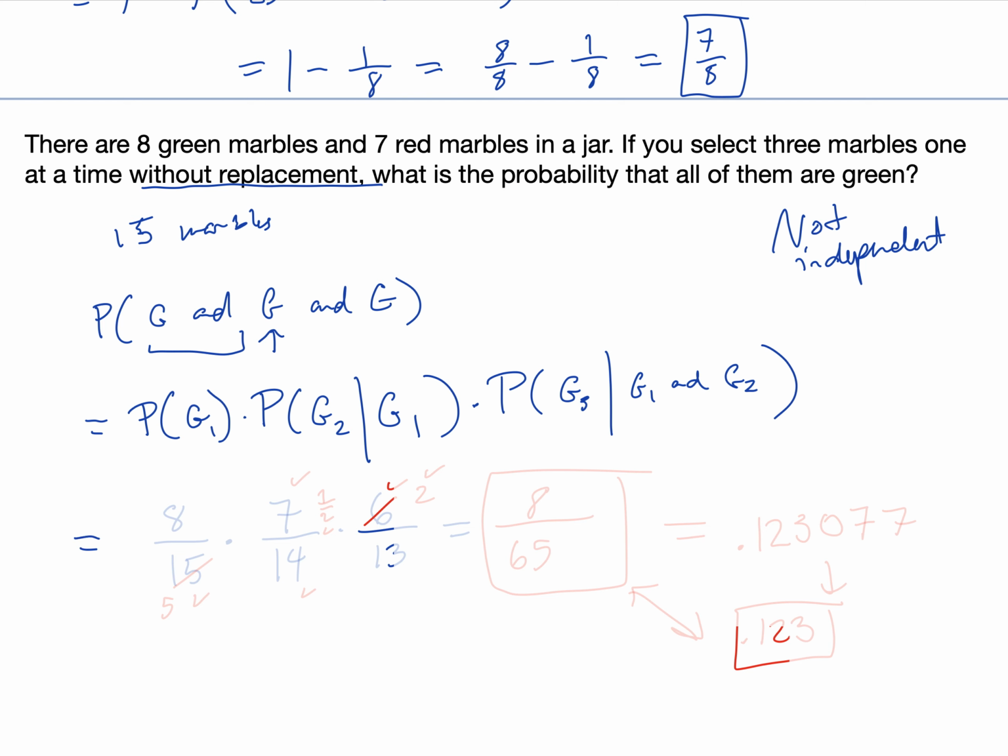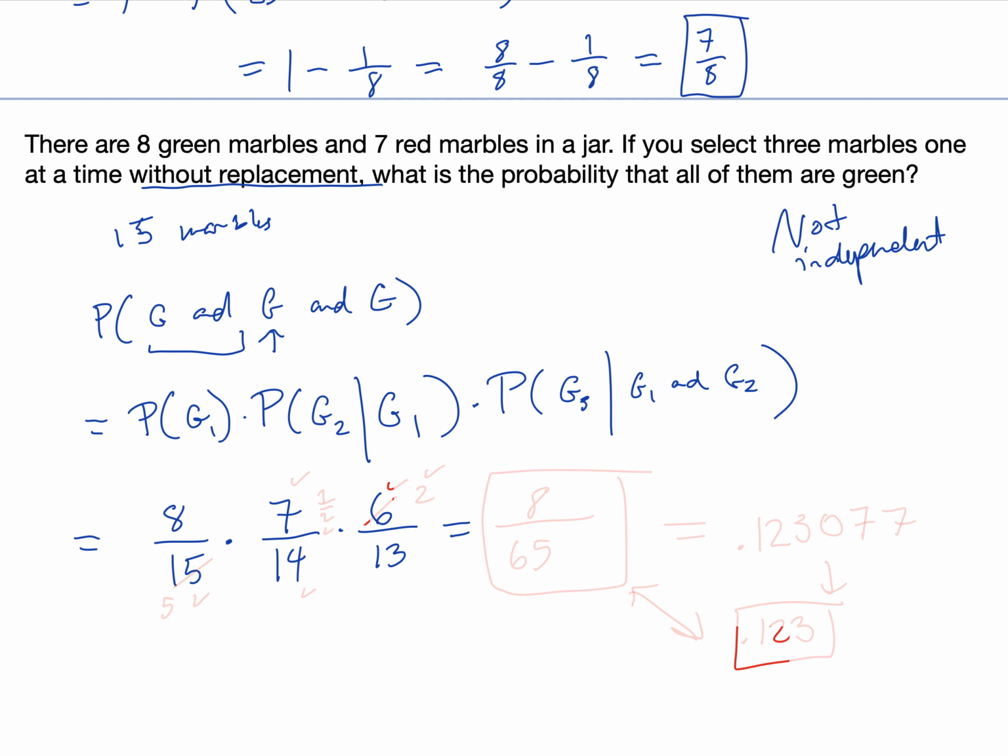So this is the probability the first marble is green. Well, in the beginning, there were 8 marbles that were green in the jar containing 15 marbles, times the probability that the second marble is green. Well, now there are only 7 green marbles left in a jar of 14 marbles, times the probability that the third one is green. Again, I've got 6 marbles left out of 13. So now I just need to multiply the fractions.